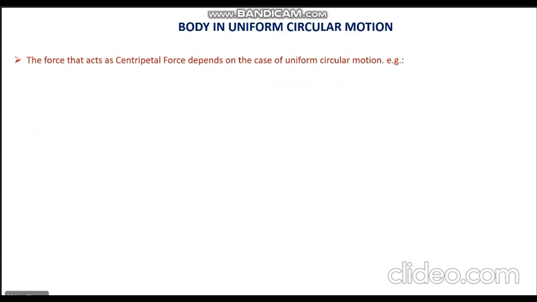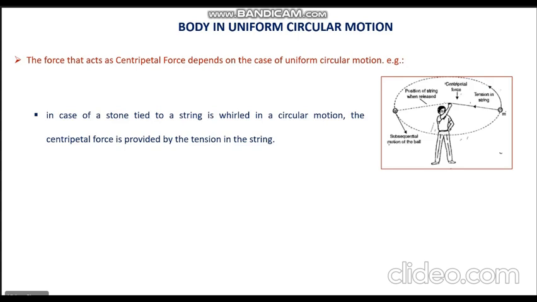But which force is acting as the centripetal force? Now that depends on the type of motion or what is in circular motion. For example, if you tie a stone to a string and rotate it like this, then the tension in the string is acting as the centripetal force. The tension is providing the centripetal force, which is keeping the stone in a circular motion. So in this case, what is providing the centripetal force? It's the tension in the string.